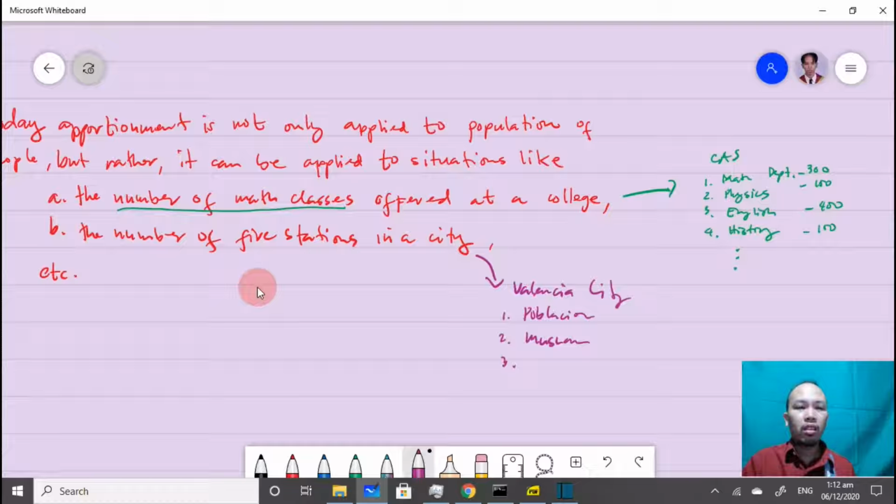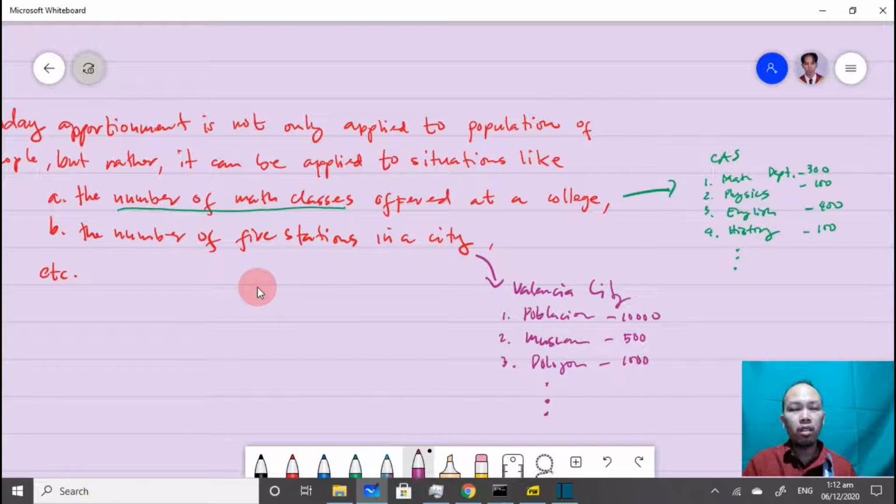Okay, let's say Dulugon, and so on and so forth. Suppose that there are 10,000 people here, and here in Muswan we have only 500, in Dulugon we have, let's say, 1,000, and so on. So how are you going to distribute fire stations in Valencia City? If, for example, Valencia City had 50 fire stations, how are you going to distribute those fire stations in these barangays?